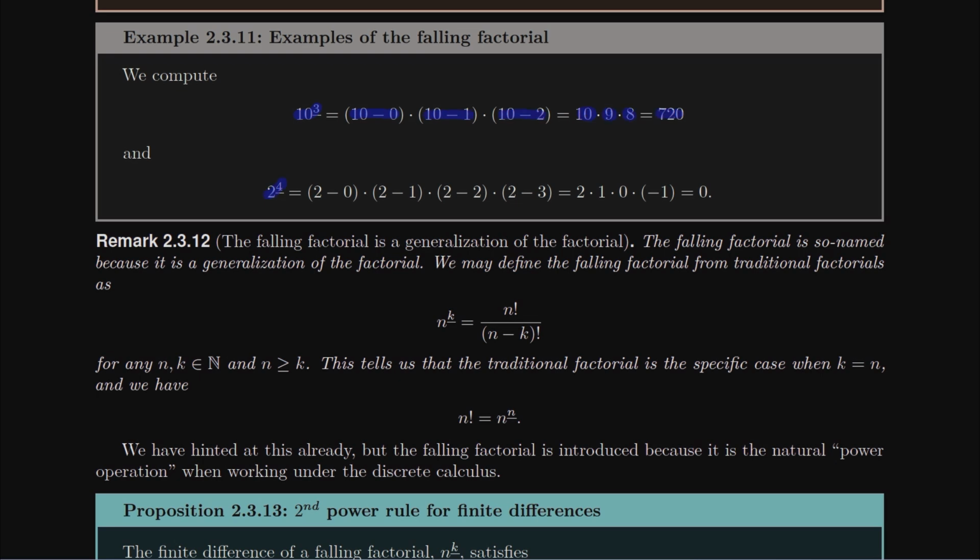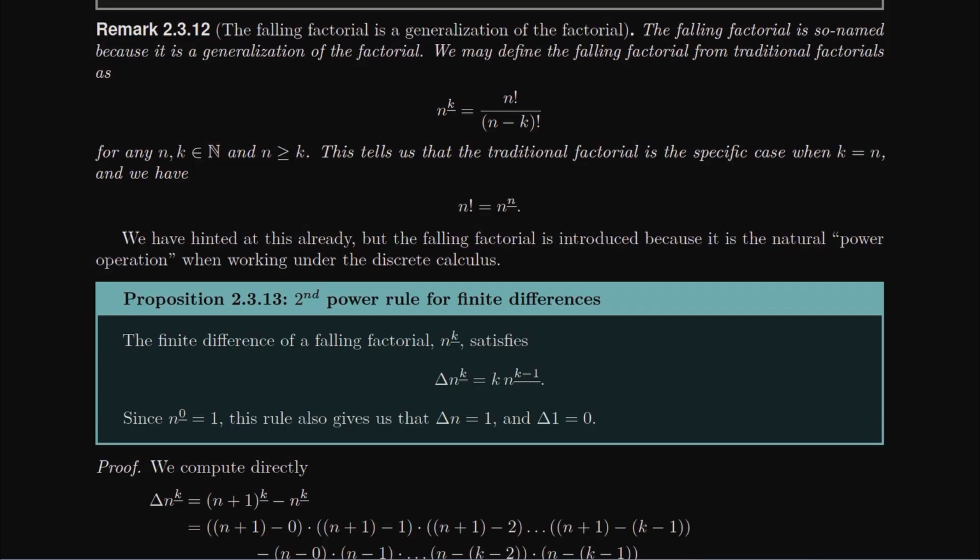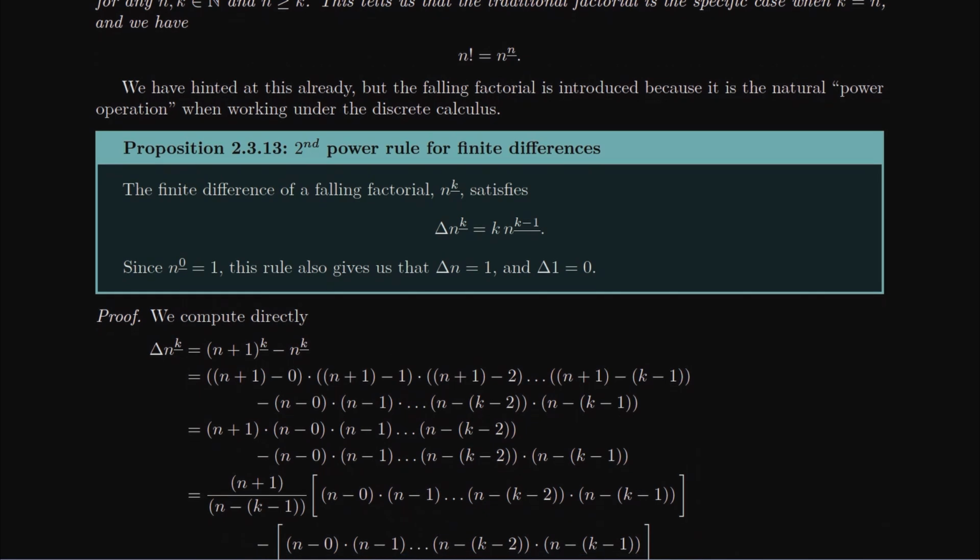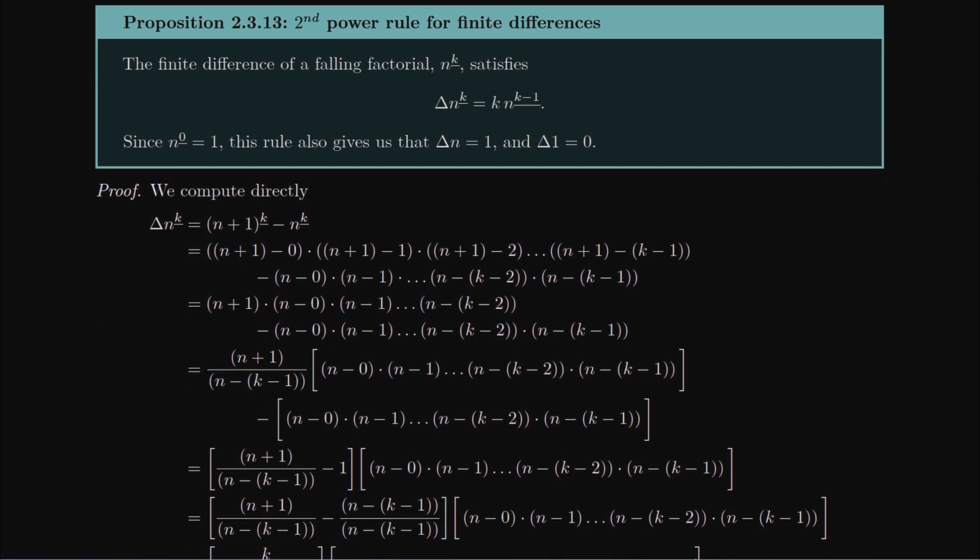2 falling factorial 4 is going to be 2 minus 0, 2 minus 1, 2 minus 2, 2 minus 3. And so you'll notice after 3 steps, you do run into a 0, so this just ends up being 0. So really interesting that with falling factorials, if you put that number high enough, it just automatically forces it to be equal to 0. Okay, there's a remark here that basically describes what I was already saying about it generalizing the factorial.